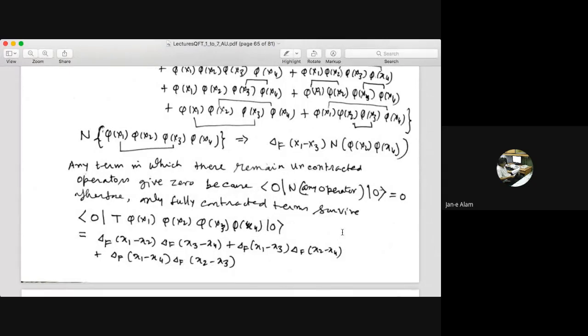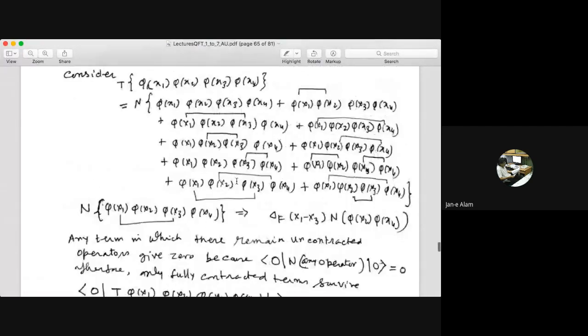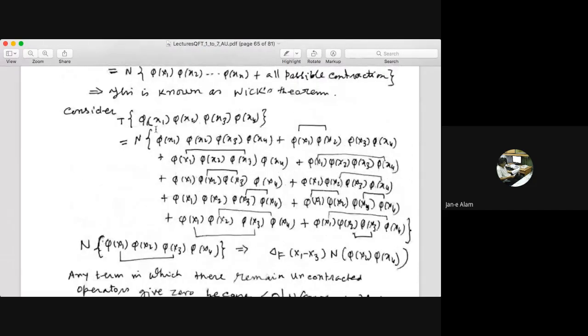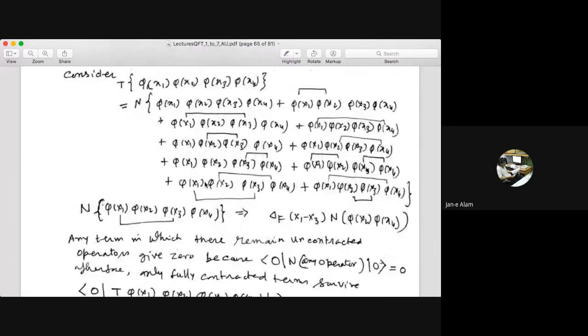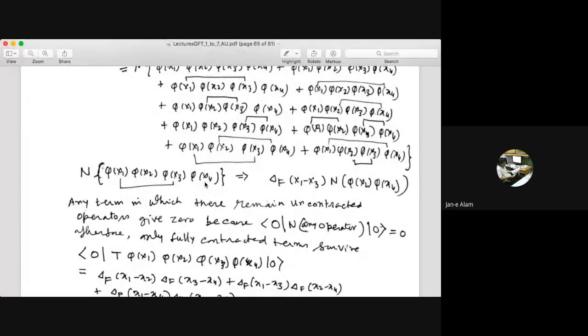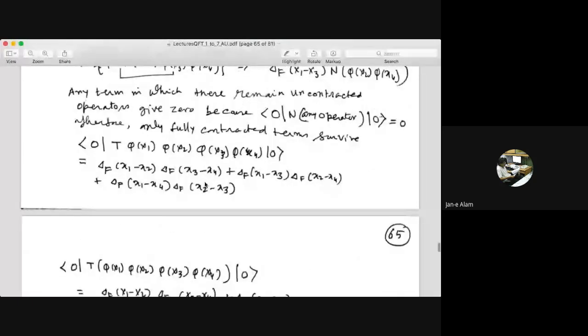So first, though I have discussed that on the other day, let me just tell you that this time order product of 4 fields, let us say phi x1, phi x2, phi x3, and phi x4, has been done in detail. As per Wick's theorem, this time order product we can write as a normal order product plus all possible contractions. And we have shown that when you take the vacuum expectation value of this time order product, any term which is uncontracted will lead to 0, and the contracted terms will give you propagators.